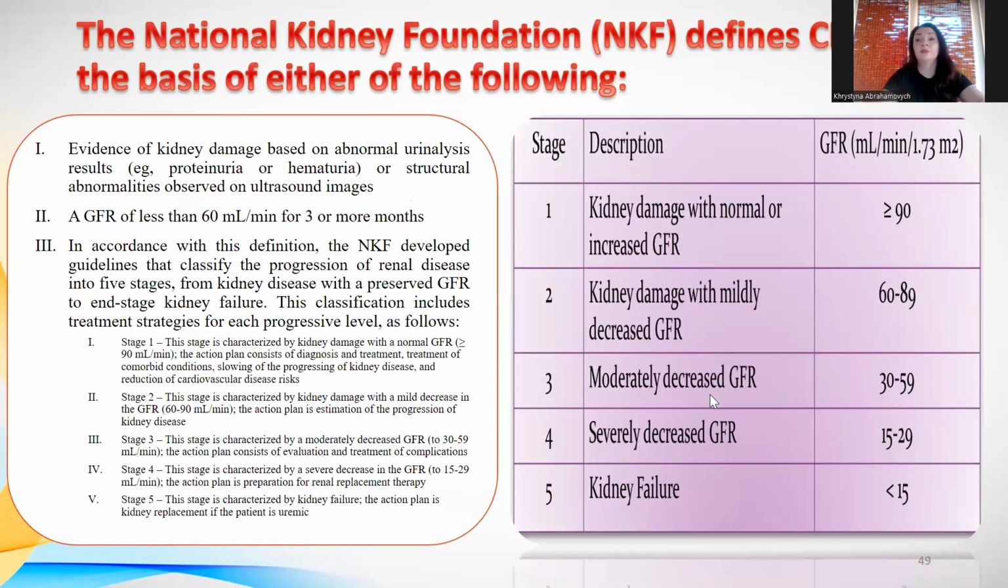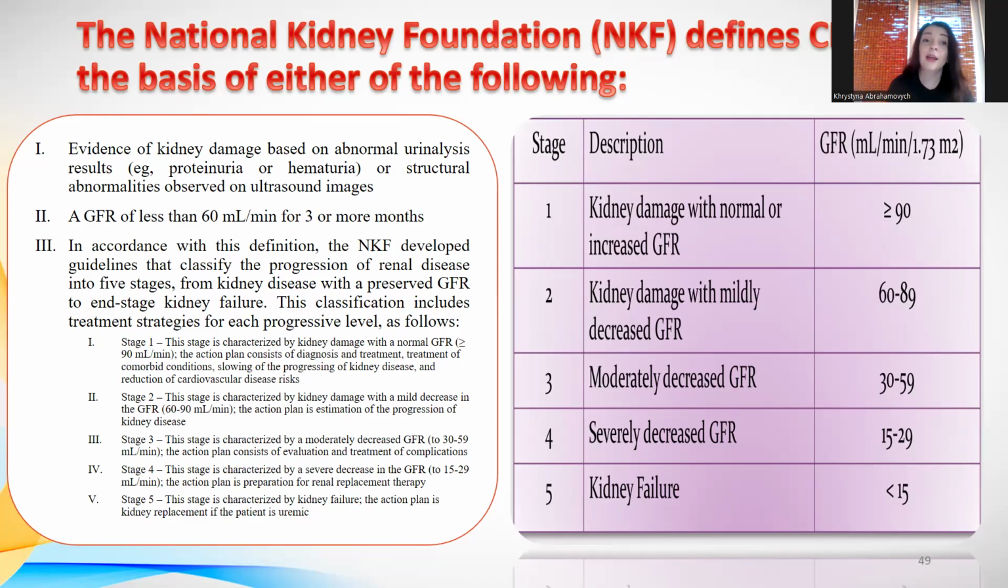And what do we have here? First of all, there is a special organization which is called the National Kidney Foundation. And this National Kidney Foundation defines chronic kidney disease on the basis of either of the following. First of all, evidence of kidney damage based on abnormal urinalysis results such as proteinuria or hematuria, or structural abnormalities observed on ultrasound images. Besides that, glomerular filtration rate of less than 60 milliliters per minute for 3 or more months.